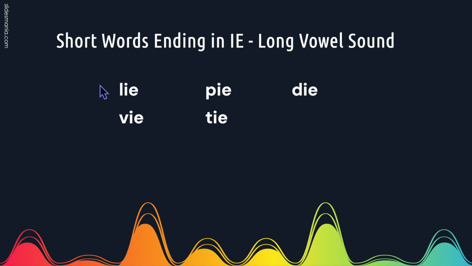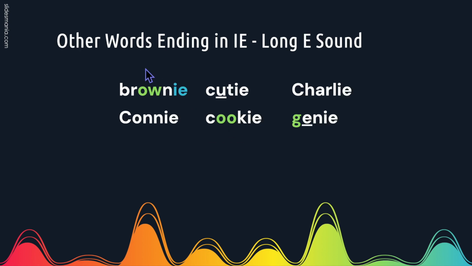If you have a short word ending in IE, it's going to have the long I sound: lie, pie, die, vie, tie. If you have a longer word ending in IE, it's going to have a long E sound.